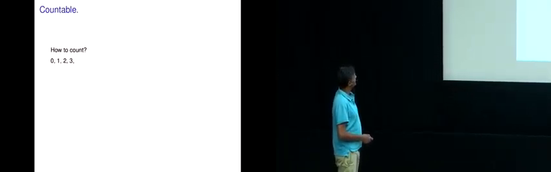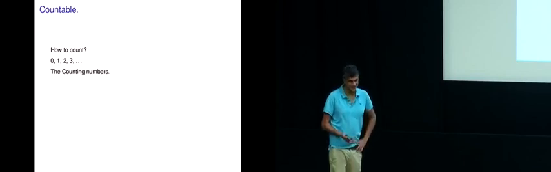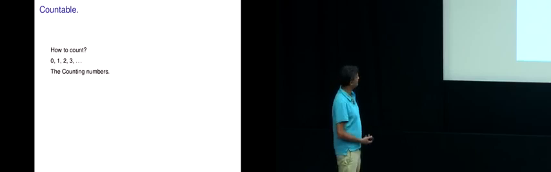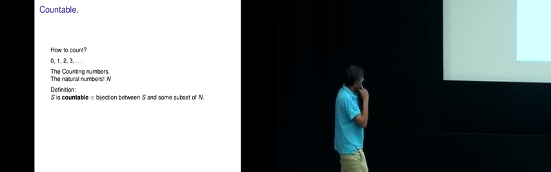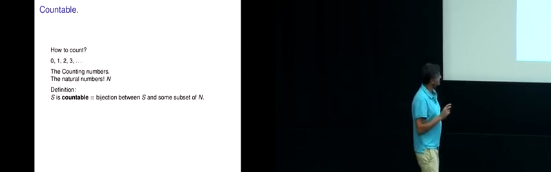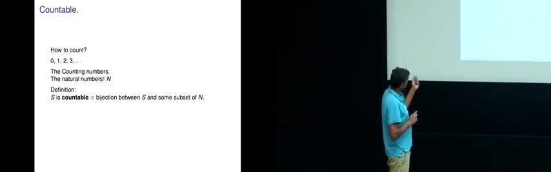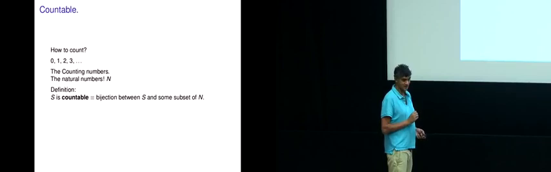This is 0, 1, 2, 3. These are called the counting numbers, because you count with them. So they're also the natural numbers. Now when we say something is countable, it means that there's a bijection between the set S and some subset of N. That's just what it means to be countable.